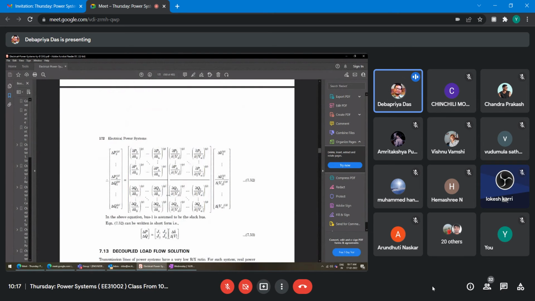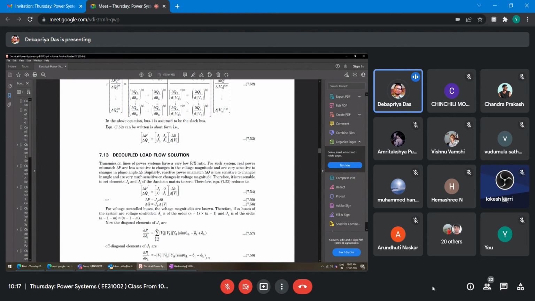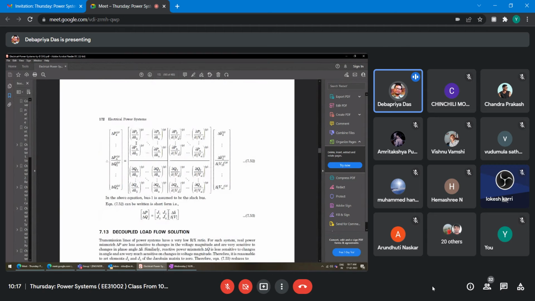Right. Therefore, in this case, it is very interesting. When you find the diagonal elements in general, it means delta Pi over delta delta I. That means delta P2 over delta delta 2, then delta P3 over delta delta 3, up to delta Pn over delta delta n. Similarly, here also delta Q2 over delta V2, delta Q3 over delta V3, delta Qn over delta Vn. These are the diagonal elements, right?